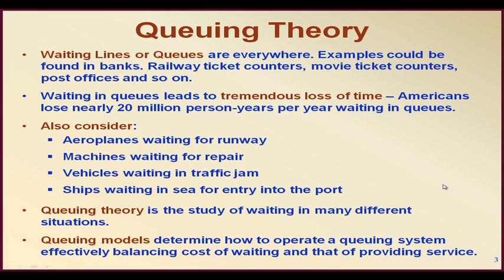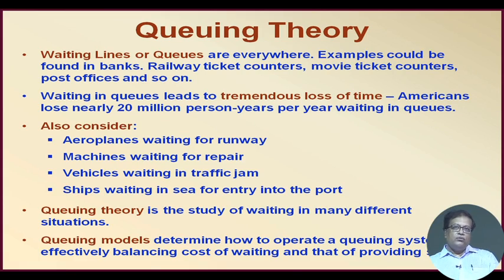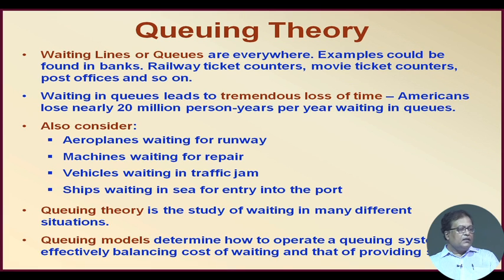So, as you can see here, waiting lines or queues are everywhere. Examples could be found in banks, railway ticket counters, movie ticket counters, post offices and so on. And why should we study waiting lines or queues? Because it leads to tremendous loss of time. One example that I have taken from Hillier and Lieberman's book is that Americans lose nearly 20 million person years per year waiting in queues.